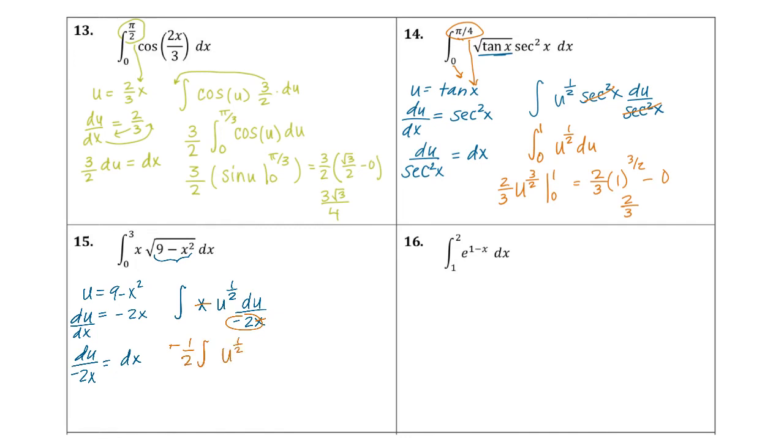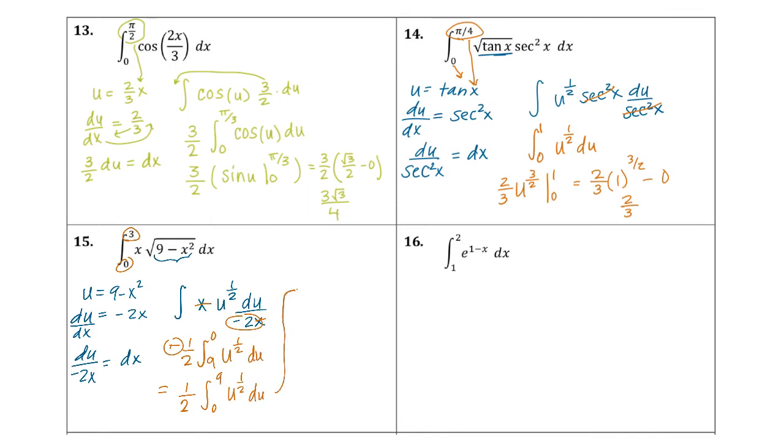Now let's find our new endpoints. Plug in 3, so that's going to give me 9 minus 9. And then plug in 0, we're going to get 9. So again, our endpoints are inverted, so let's swap those around. That's going to change our sign. So we have 1/2 integral from 0 to 9 of u to the 1/2 du. I forgot to write my du right there, sorry guys.